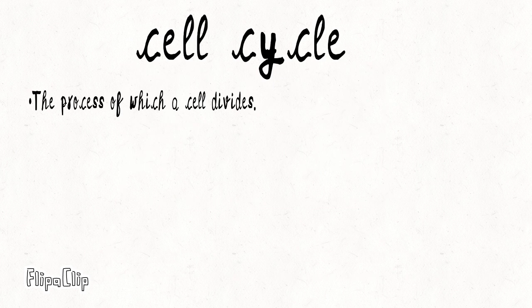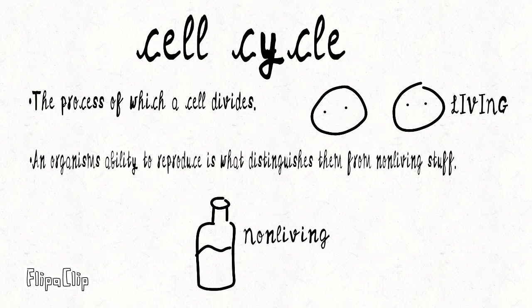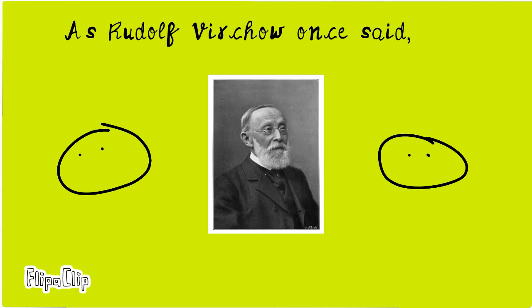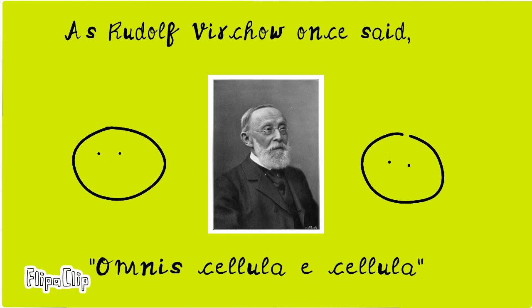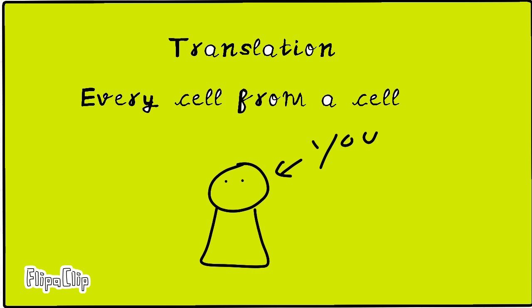The cell cycle is a process in which a cell asexually produces more of its own kind, like skin cells for example. It's what distinguishes them from non-living stuff. In 1885, German physician Rudolf Virchow once said, "Where a cell exists, there must have been a pre-existing cell, just as the animal only arises from an animal, and the plant only from a plant." He had this concept summarized in a Latin phrase, omnis cellula e cellula, every cell from a cell.